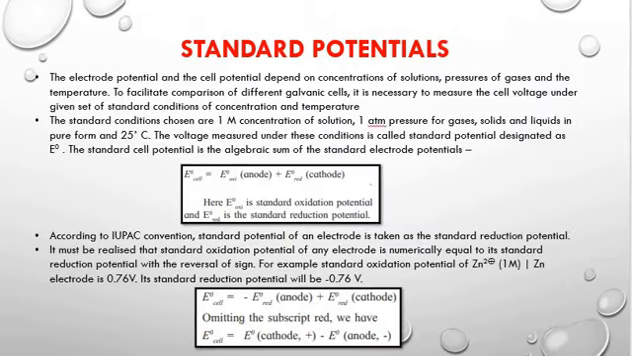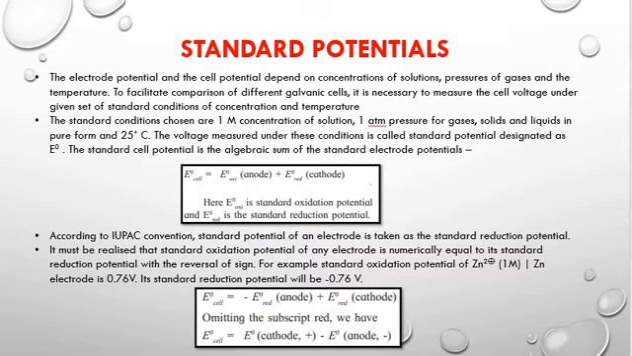Now, standard potentials. The electrode potentials and the cell potential depend upon the concentration of the solution, pressure of the gases, and temperature also. And to facilitate comparison of different galvanic cells, it is necessary to measure the cell voltage under a given set of standard conditions, which should be standard concentration and standard temperature also.